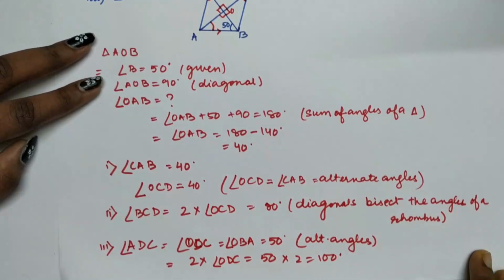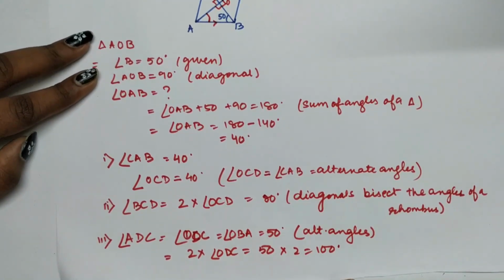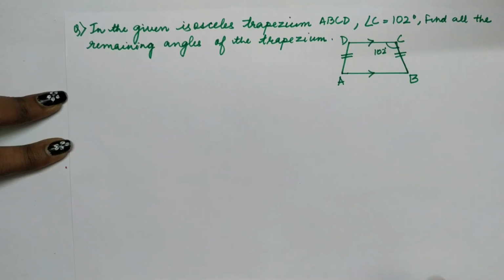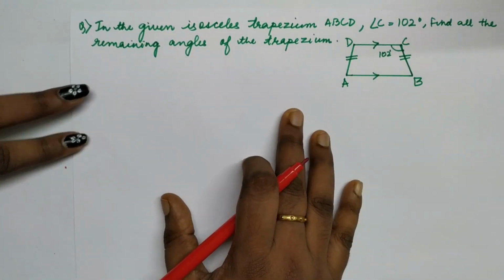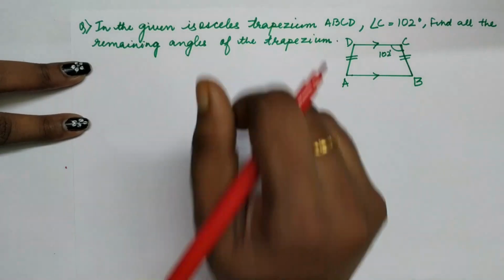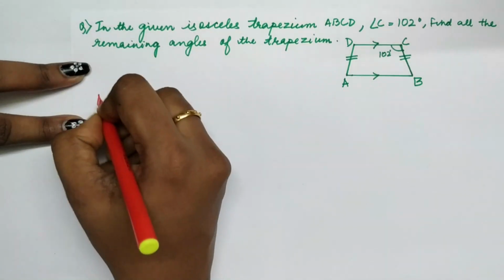So I am very sure you are able to understand how, using the concept of parallel lines and the properties of rhombus, we are able to solve this question. In our next question, we have an isosceles trapezium ABCD, where angle C is 102 degrees, and we have to find all the other angles of the trapezium.